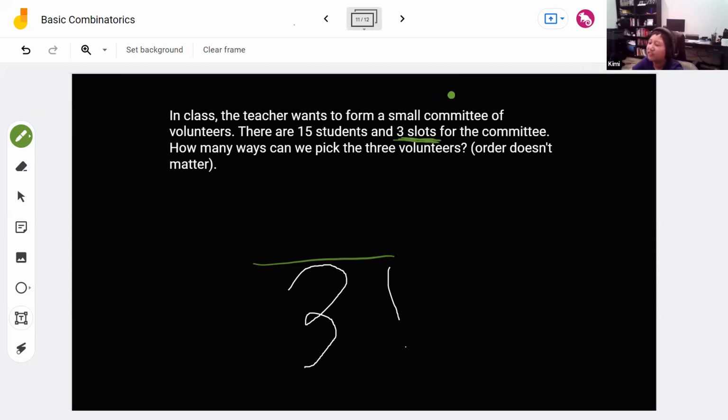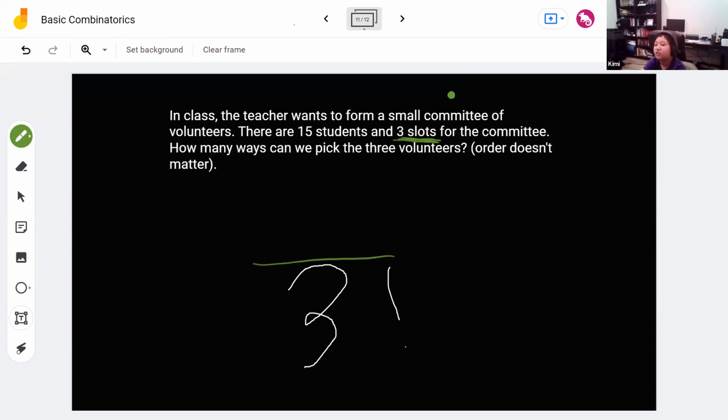5 factorial. Not quite. Well, why don't we think about it like this? Kimmy, since you divided by the 3 factorial, that means the top is overcounted. So in the top, we're pretending that the order does matter because we're dividing by the order on the bottom. So how many ways are there to choose the first volunteer? 15 factorial.